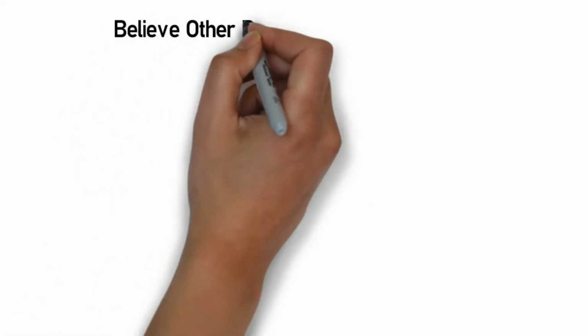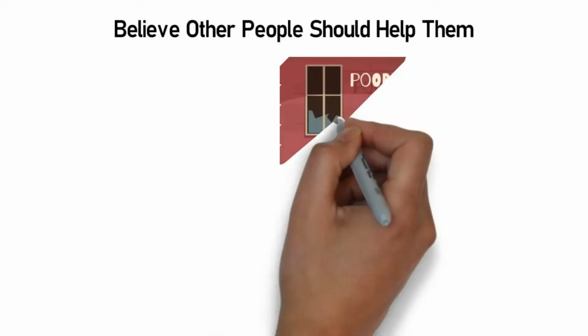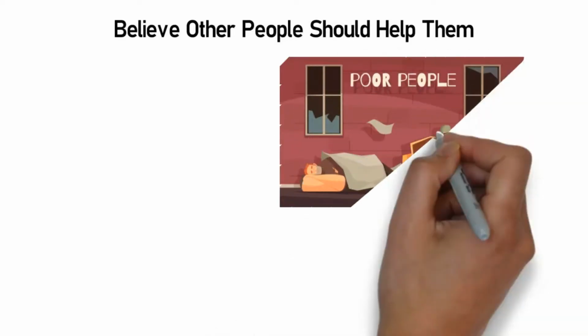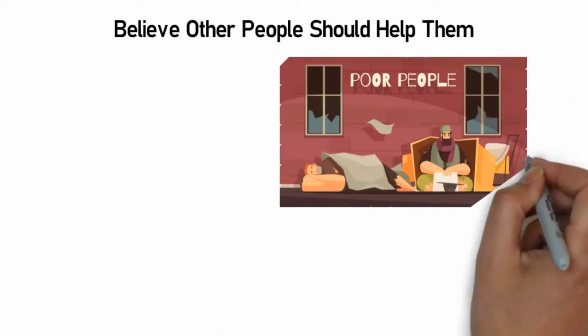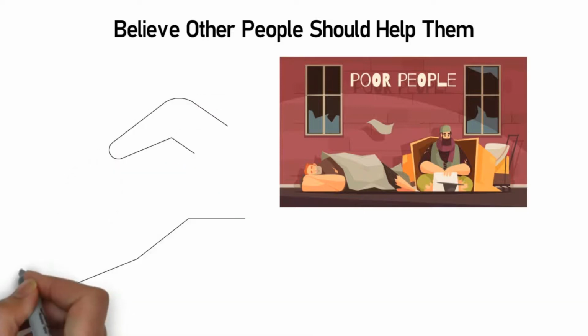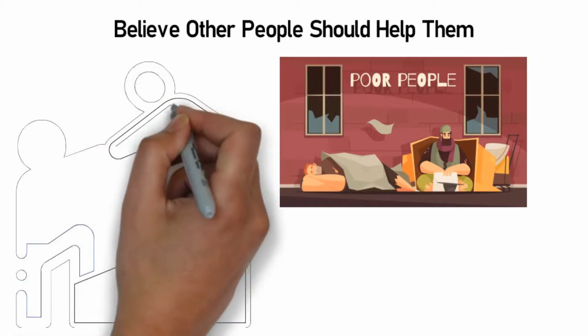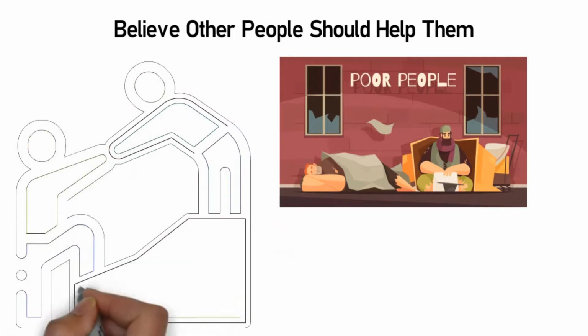Believe other people should help them. Poor people think that someone owes them something. They often believe that they deserve a handout simply because they were born. Many poor people assume that the rich were handed a big break from someone else. This is one of the reasons why poor people fall for pyramid schemes. They assume that the person who is willing to give them the help they deserve has finally showed up in their life.